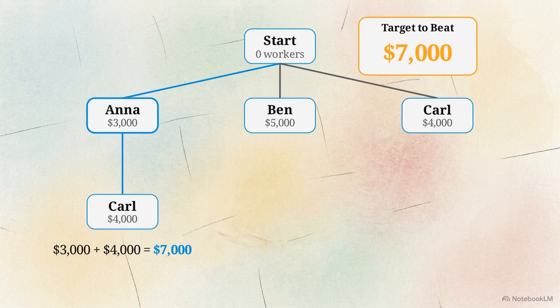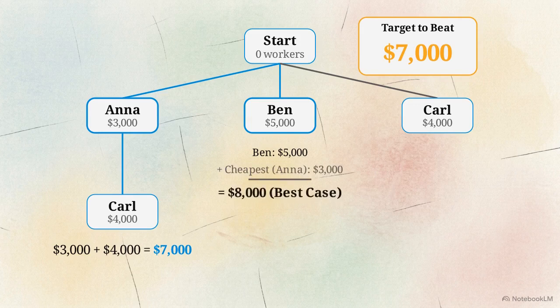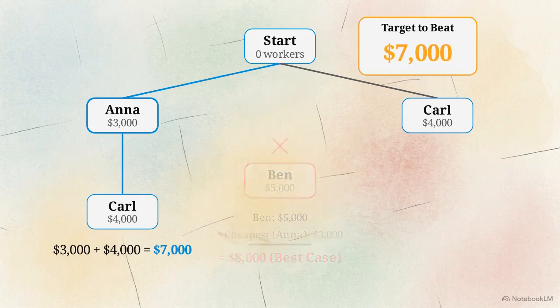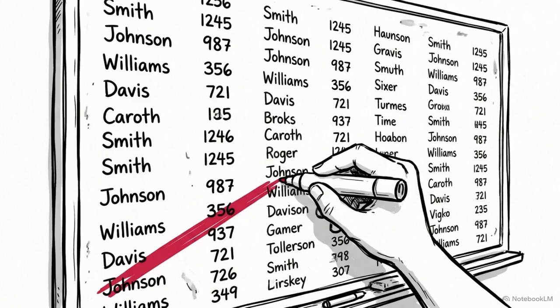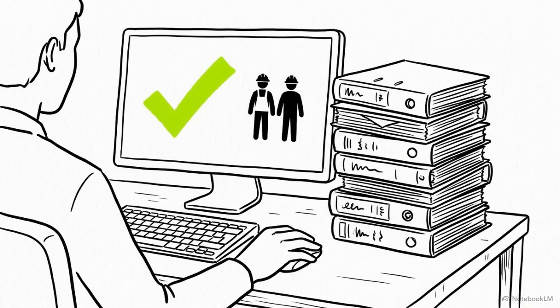Now we look at Ben. His individual cost is already $5,000 before we've even hired a second person. Since the cheapest remaining worker is Anna at $3,000, any team including Ben will cost at least $8,000. Because $8,000 can't beat our current $7,000 team, we prune Ben's entire branch from the tree. We've officially eliminated 1/3 of our hiring options with a single calculation, ensuring we find the cheapest pair without having to double-check Ben's other partners.